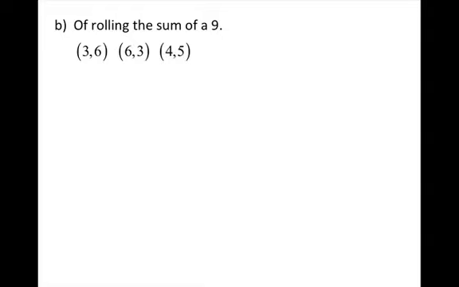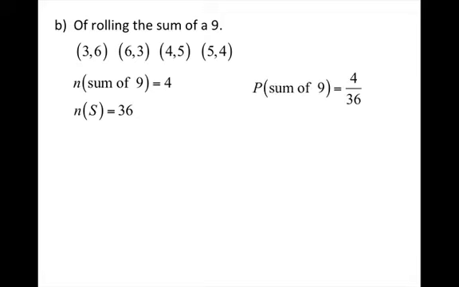Then I could roll a 4 on the first die and a 5 on the second one. And reverse that, I could roll a 5 on the first one and a 4 on the second one. These were the only options that gave me a sum of a 9. So there's 4 ways to roll a sum of a 9. There were 36 possible combinations in my sample space. So the probability of rolling a sum of a 9 is 4 out of 36. And if I reduce this, I get 1/9.